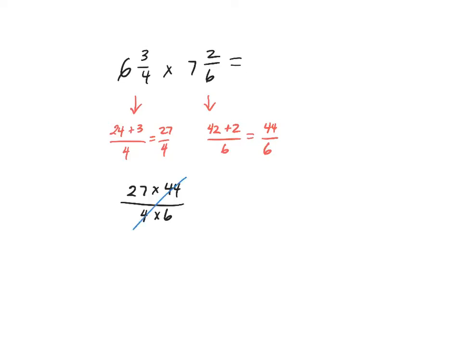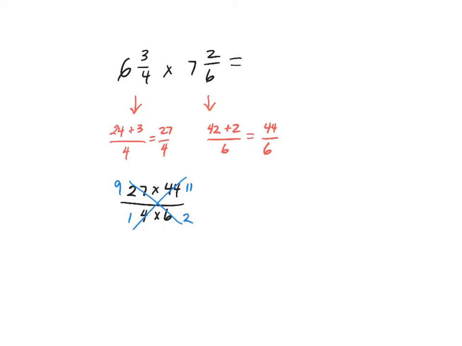Starting this diagonally, I see a common factor of 4, so when I pull that out I have 11 in my numerator and a 1 in my denominator. This direction I see a common factor of 3. When I pull that out I get a 9 here and a 2 here.